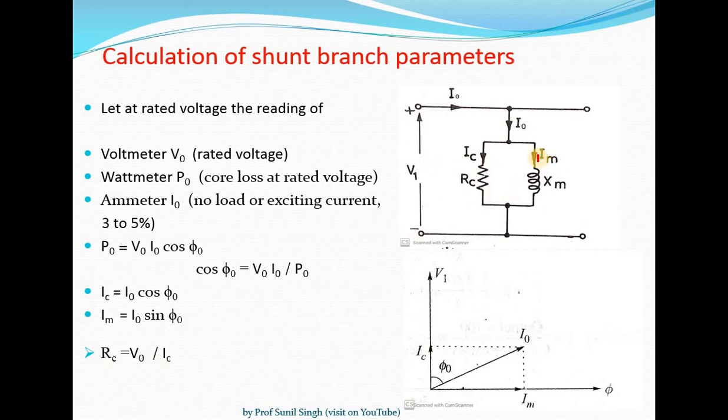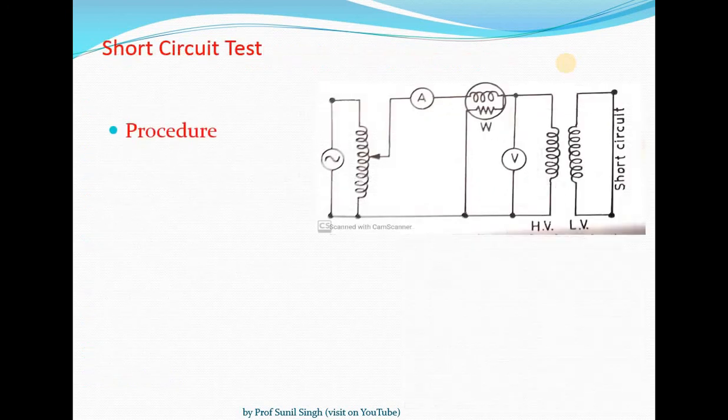Similarly, what is the value of XM? The voltage is the same, but the current is different, IM. So XM is equal to V naught upon IM. So by this we have calculated the value of RC and XM, and it is a very simple procedure. First we calculate cos phi naught, then we calculate both the currents IC and IM, then RC and XM. So now move to the second test, the short circuit test.